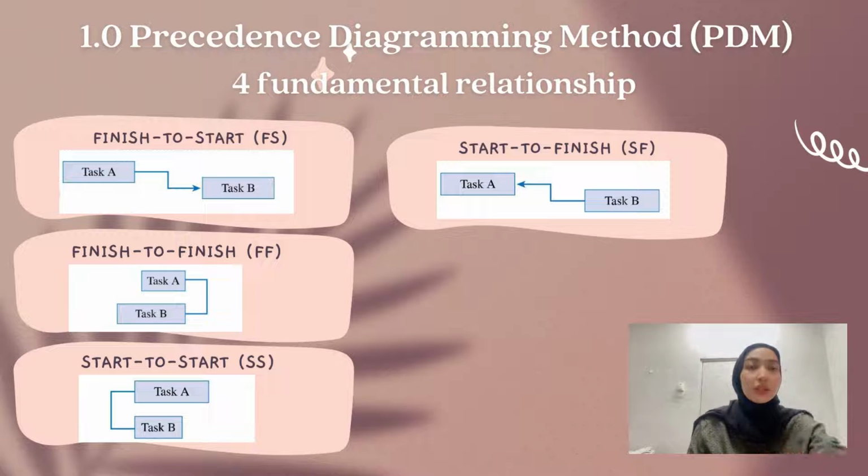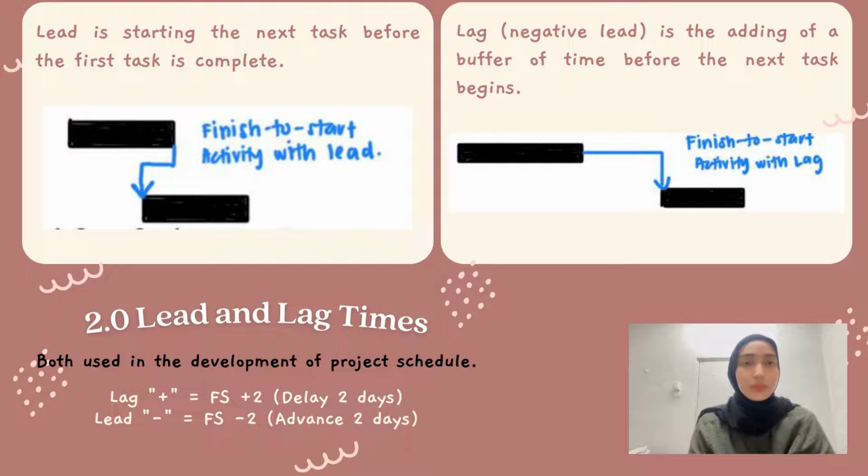The third one is finish to finish. In this case, task A cannot complete until task B is complete. And the fourth one is start to finish. In this case, task B cannot complete until task A starts.